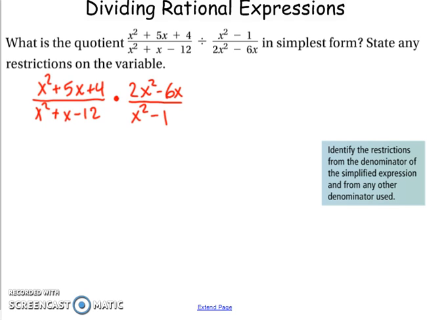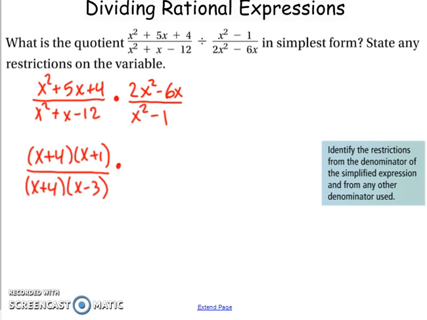The first numerator we need to factor, so we need to come up with numbers that multiply to 4 and add to 5. So we're going to use 4 and 1. So x plus 4 and x plus 1. On that denominator, multiplies to negative 12, adds to negative 1. So we're going to use x plus 4 and x minus 3.